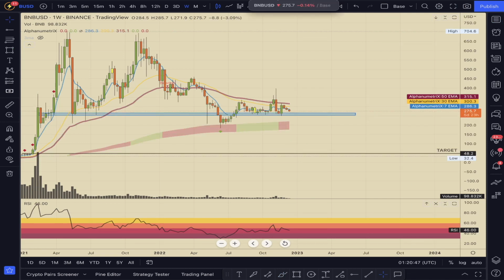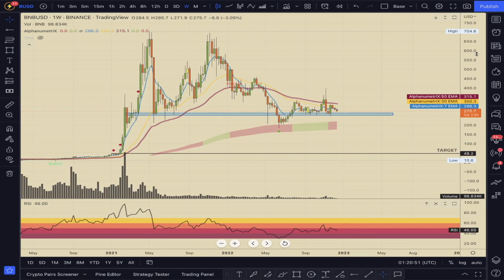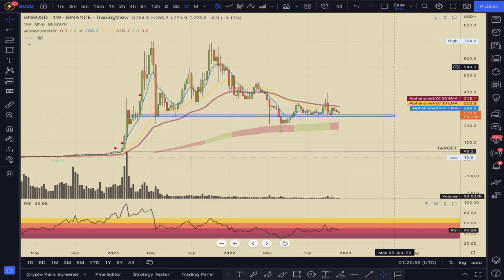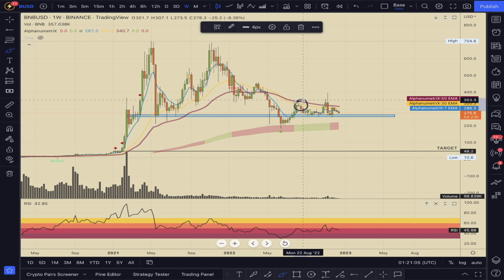Then we'll take a look at BNB. Now, BNB is the clickbait of this video. Is BNB ready to crash? Looking here on the weekly, this is a shitty chart. I mean, it's really, really shitty. There's a few key points to take a look at here. Most notably is just this structure right here. We are getting serious rejection here.